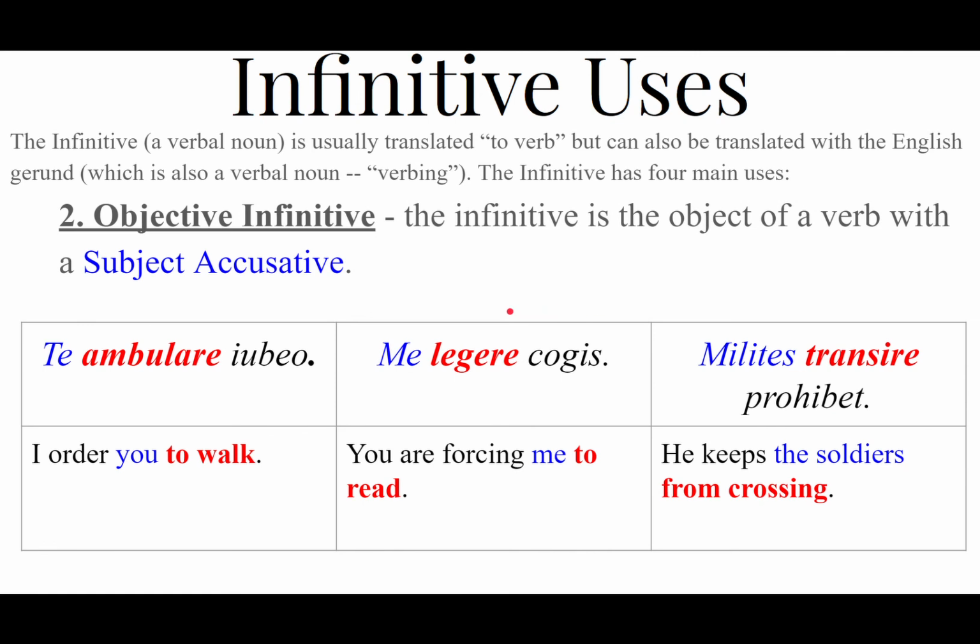The second use of the infinitive is the objective infinitive. Where the subjective infinitive was the subject of a verb, the objective infinitive will be, you guessed it, the object of a verb. It will be paired with a subject accusative, meaning it will be paired with a word in the accusative case that will be its subject. Go ahead and say this now. Remember this. Store this up in your memory banks.